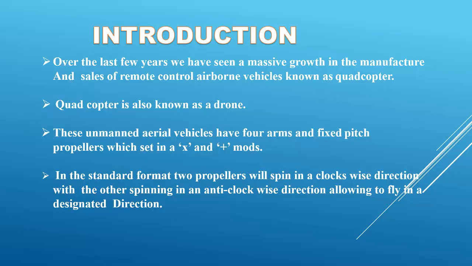The introduction to it. Over the last few years, we have seen massive growth in the manufacture and sales of remote control airborne vehicles known as quadcopters. Quadcopter is also known as drone. This unmanned aerial vehicle has four arms and fixed pitch propellers which are set in X and plus modes. I will teach you what X and plus mode are, but before that, in the standard format, two propellers spin in the clockwise direction and the two spin in the anti-clockwise direction, allowing it to fly in a designated direction.